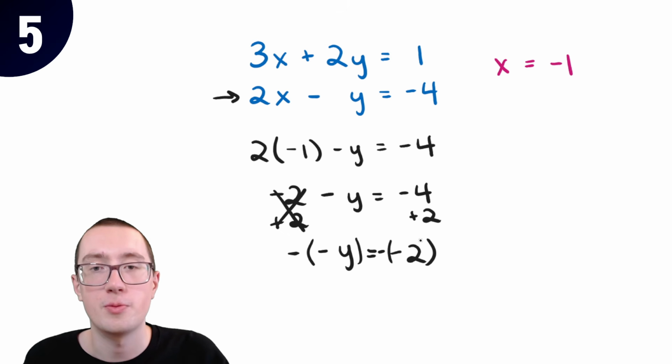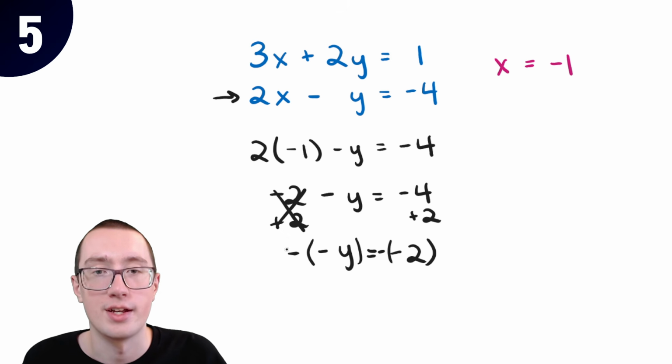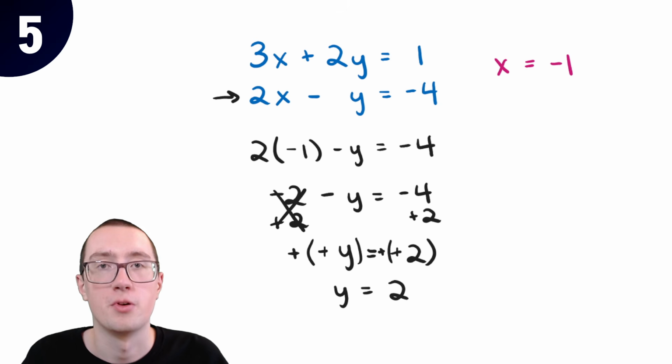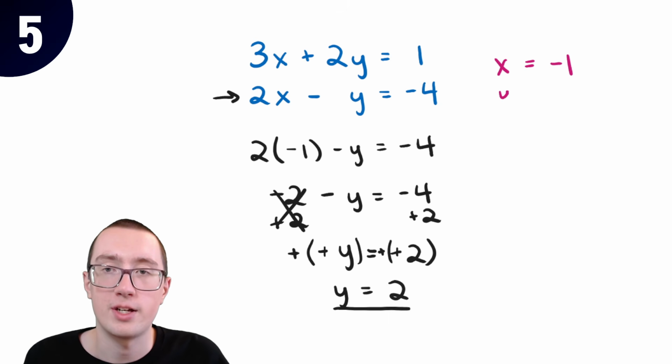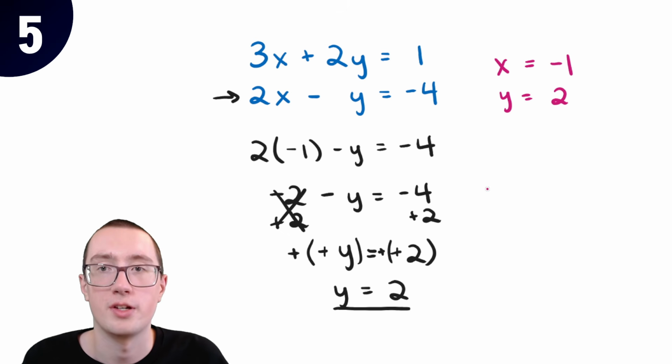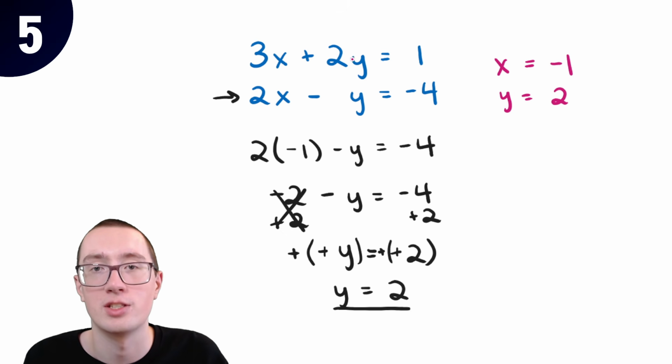If we just put another minus sign on both sides, then 2 negatives make a positive, 2 negatives make a positive. So I have positive y equals positive 2. And there we go. y is equal to 2. So our final answer is that x is equal to -1 and y is equal to 2. And if you wanted to check your work, you could plug both of those numbers into the equations and make sure that they're true.